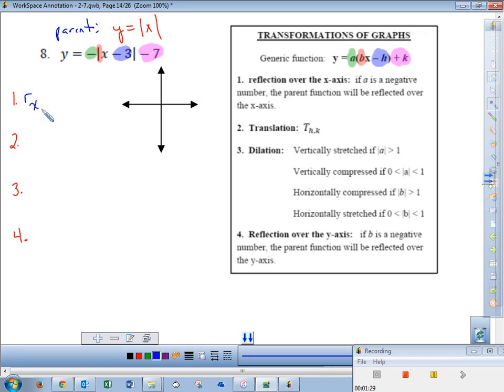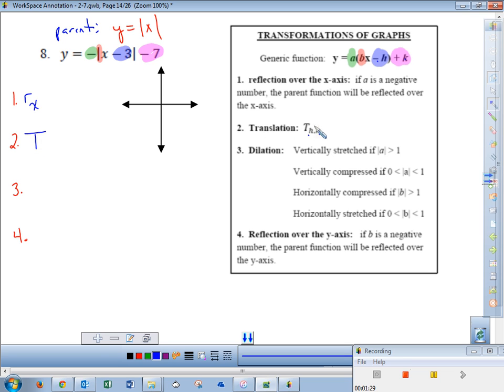So tell me what that means. What's going to happen to this puppy? He normally opens up. Now what will our sketch look like? It's going to open down. Cool? Second thing to look for is translation. That's H K. Isn't that blue, pink? Correct? Blue is a -3.